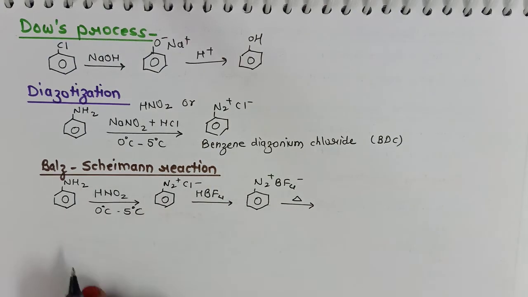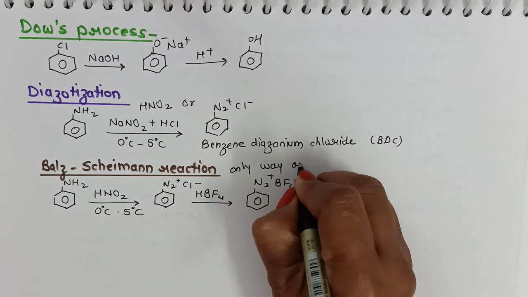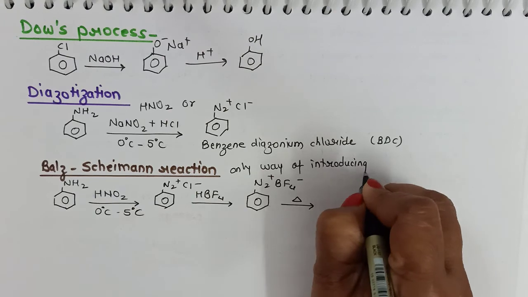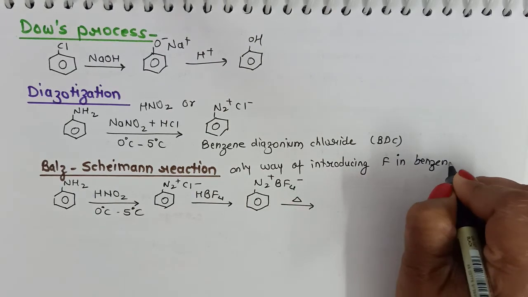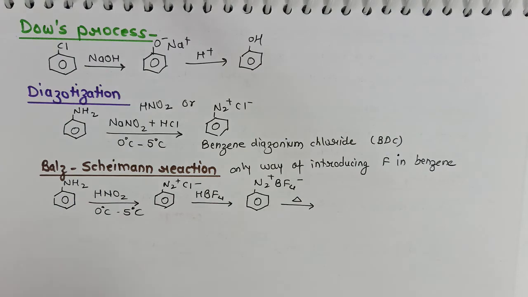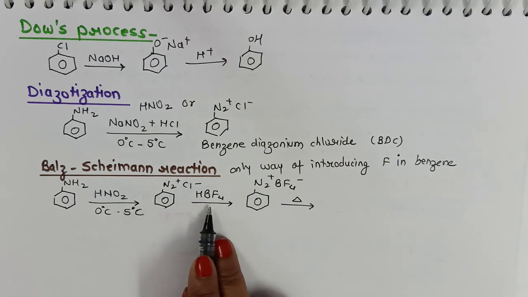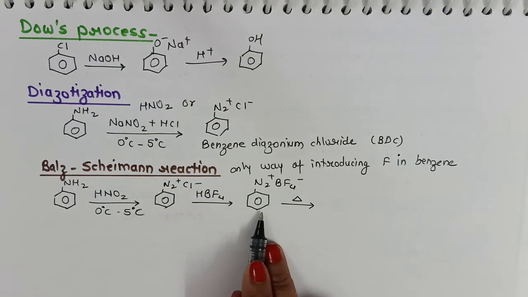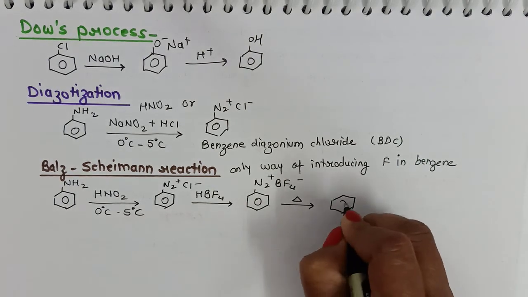Balz-Schiemann reaction. Balz-Schiemann reaction is the only way of introducing fluorine in benzene. That is, it is the only method by which we can prepare fluorobenzene. Aniline is converted to benzene diazonium chloride. Then it is reacted with hydroborofluoric acid to give an intermediate, and when it is heated directly it gives us fluorobenzene.